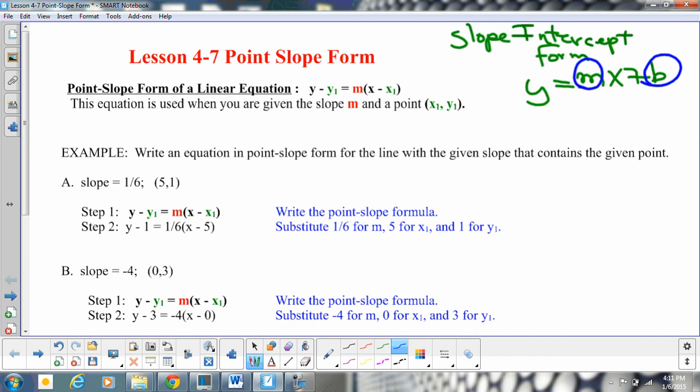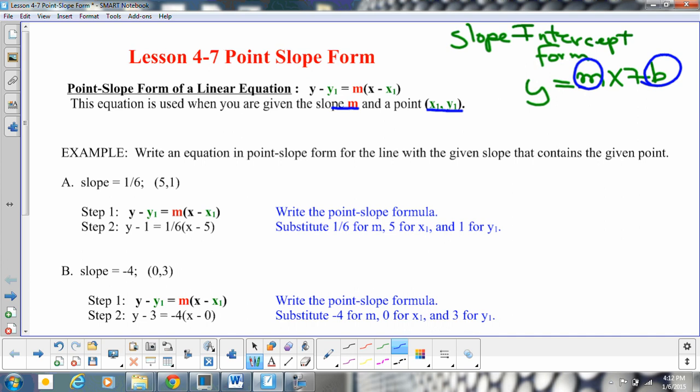Today we're looking at a different version of that formula called point slope form. You use the point slope form of a linear equation when you have a slope and a point. So if you're given a point and a slope, this is a handy-dandy formula to use to help you graph a line and to come up with an equation.